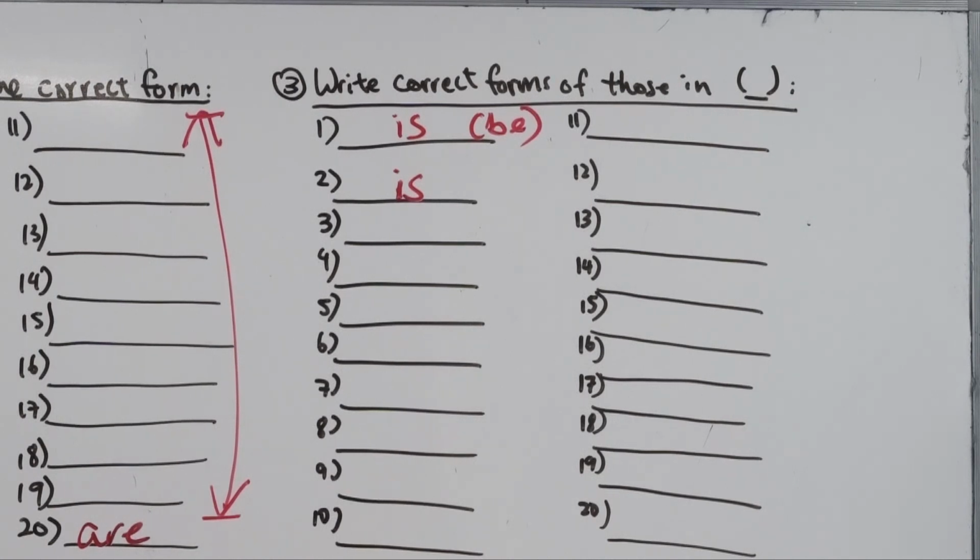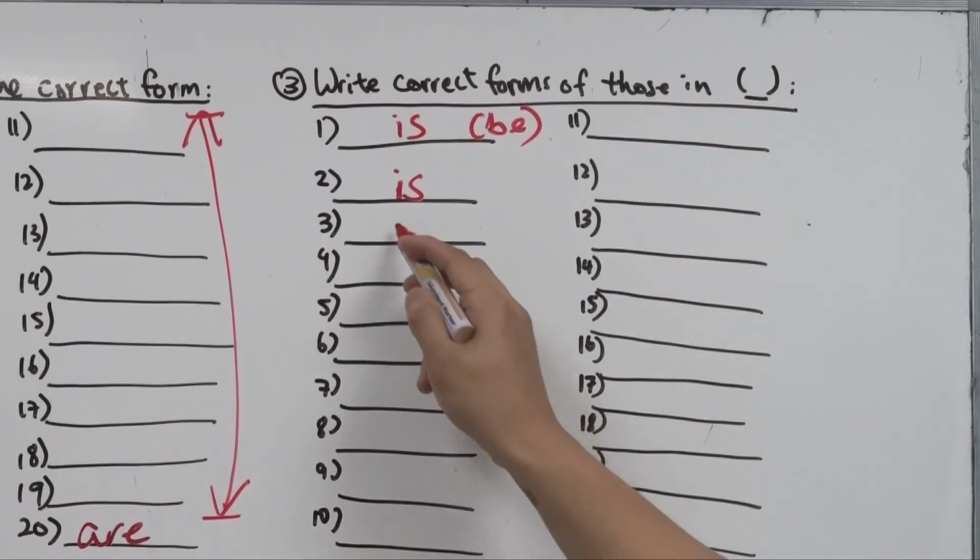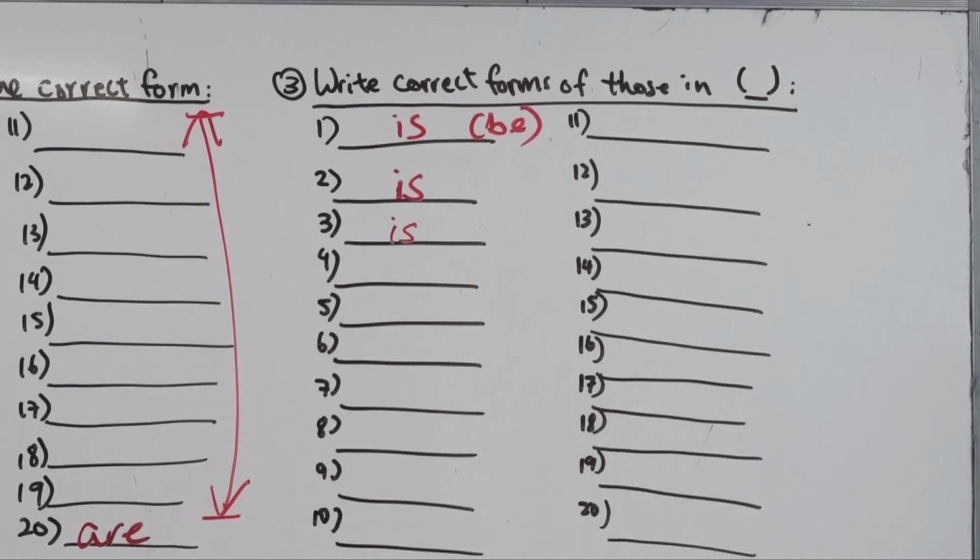Alright, what about question number 3? The staircase be too steep for my grandmother to climb. Is again, right? The staircase is. Staircases are. So this one is pretty simple.